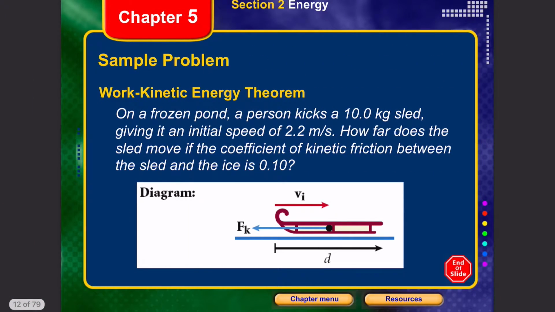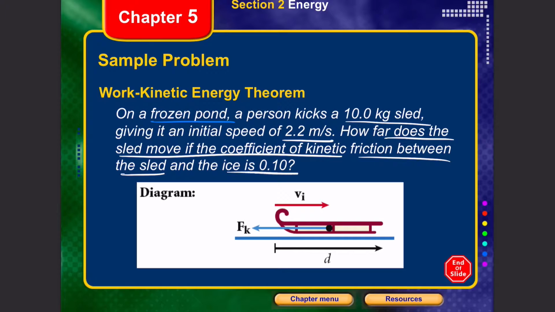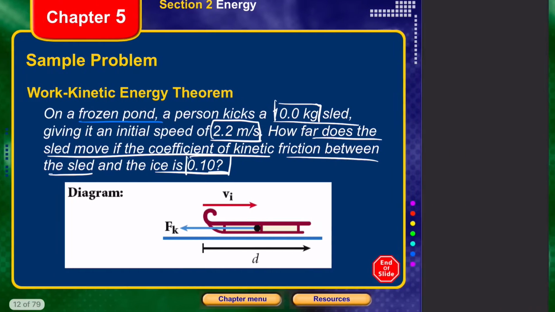So let's use an example to solve this problem. So what is given here? On a frozen pond, a person kicks a 10 kilogram sled giving an initial speed of 2.2 meter per second. How far does the sled move if the coefficient of kinetic friction between the sled and the ice is 0.10? Now notice the initial velocity is given, the mass is given, and you also have the coefficient of friction, which is 0.10. So let's start with the problem here.